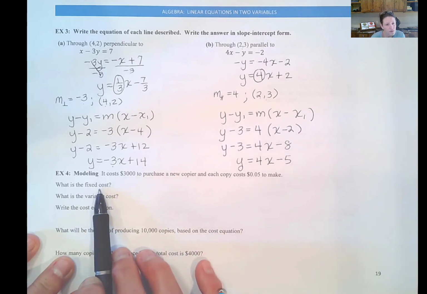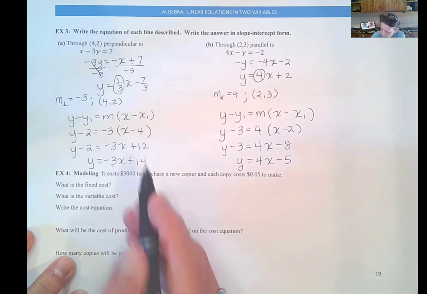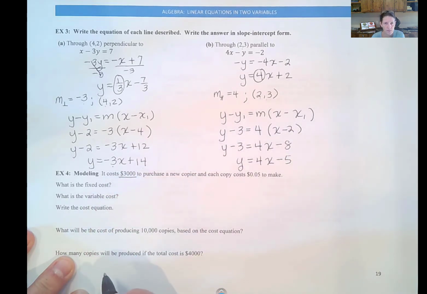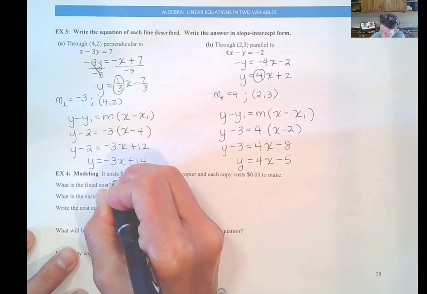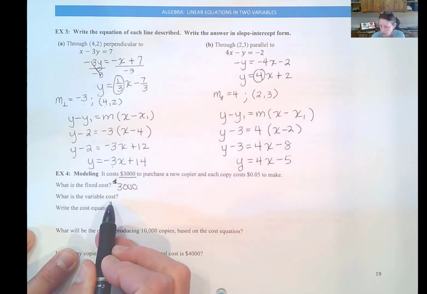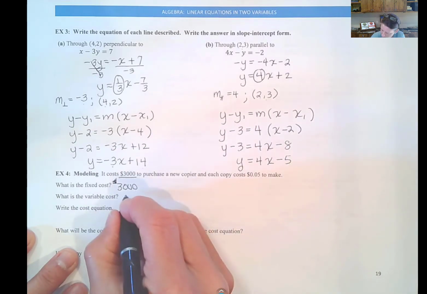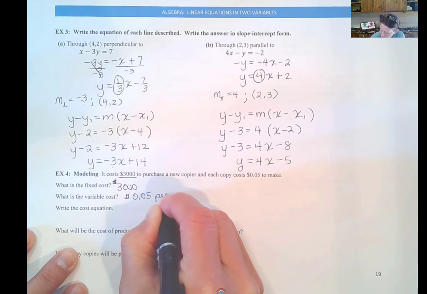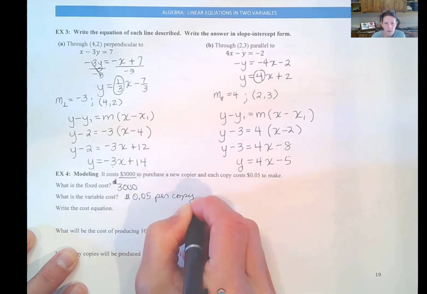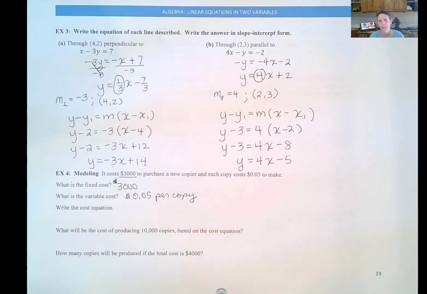As we talk about the fixed cost, that's our purchase cost. We paid $3,000. That is not changing. That was spent. It's done. But our variable cost is the 5 cents that it costs per copy, and this is going to change depending on how many copies we need to make.